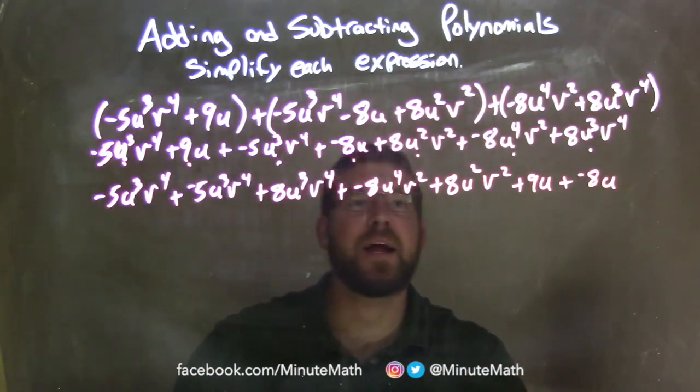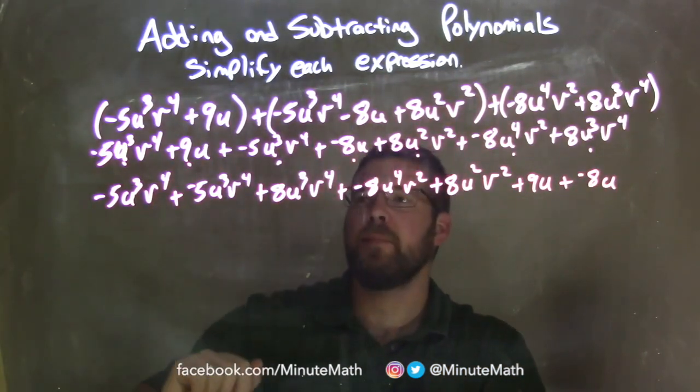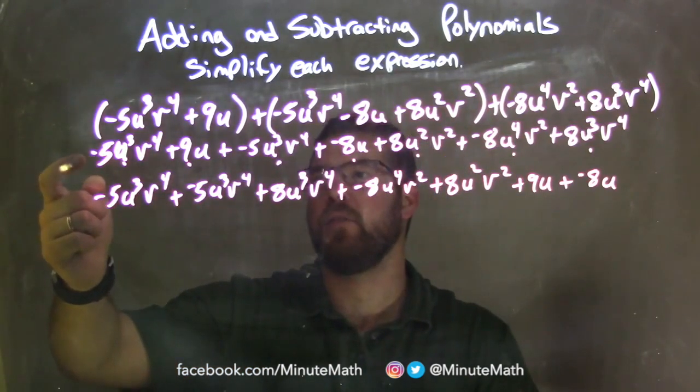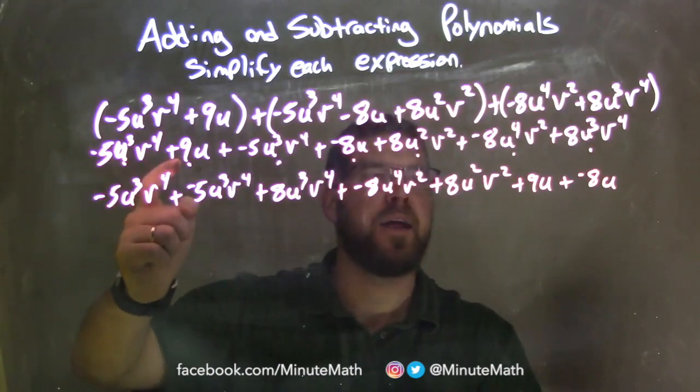Take my time breaking everything down, or bringing them all down. So I did my dot method. Now it's really important to double check everything. Negative 5u to the third, v to the fourth is right there. 9u is right there.